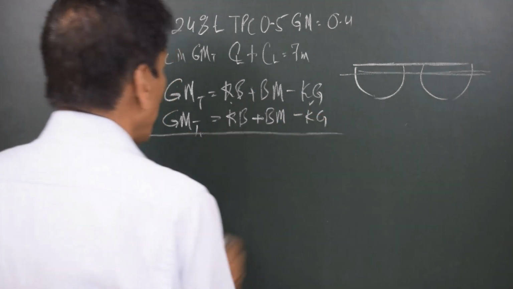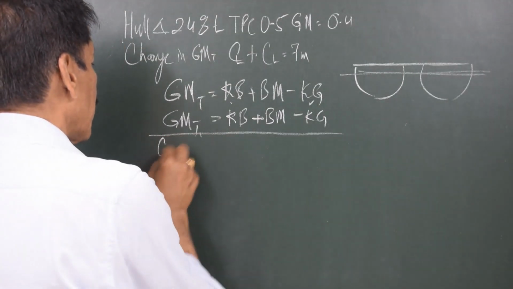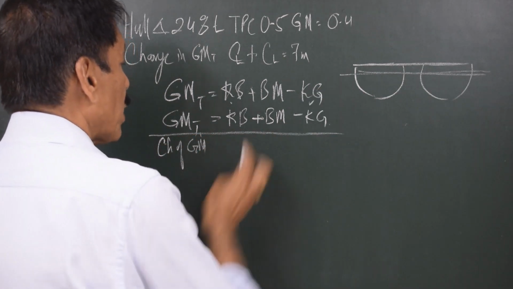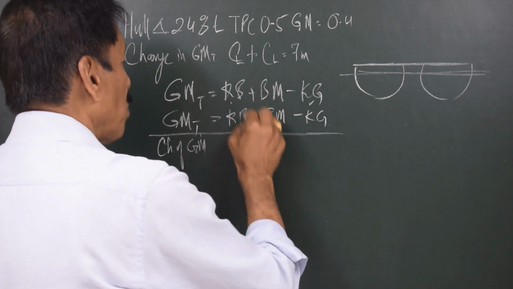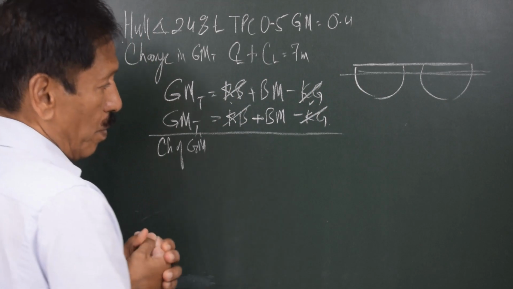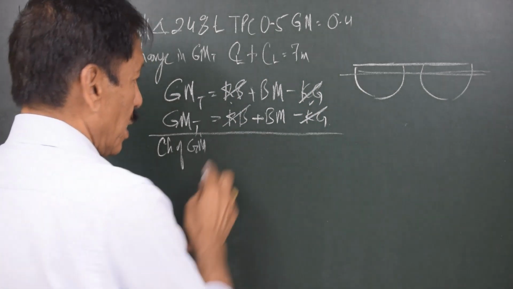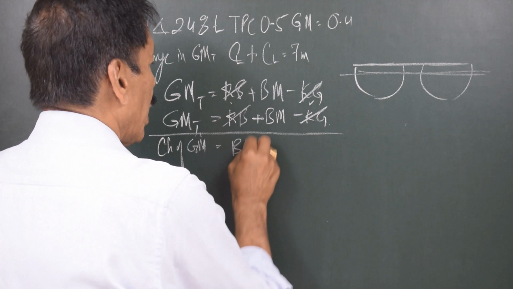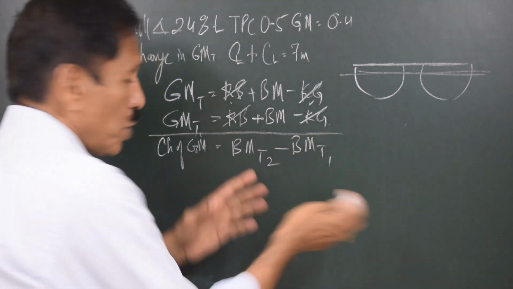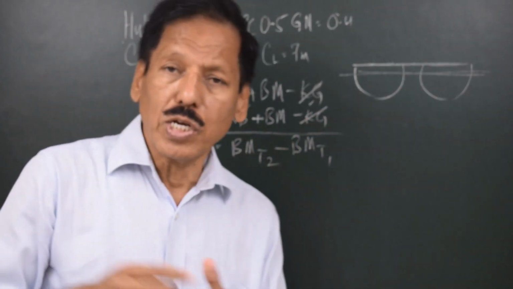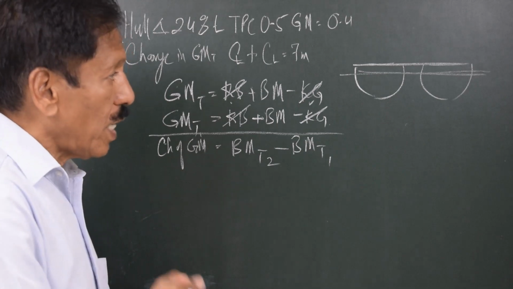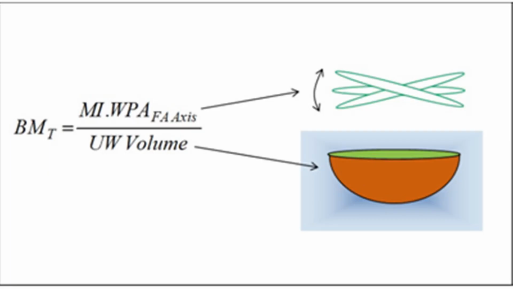But what is the change of GM? Right? Change of GM would be 2 minus 1, but when we subtract 1 from 2, KB gets cancelled, KG gets cancelled, because there is no change in KB, there is no change in KG. So can I say BM transverse 2 minus BM transverse 1. So the change of BM in this particular case would be the change of GM. So let us find out what is the change of BM in this case, right?